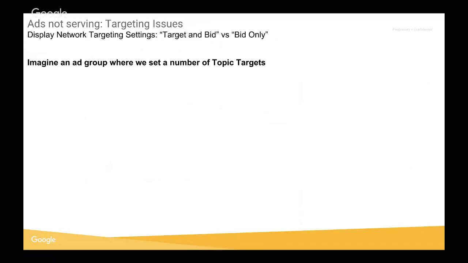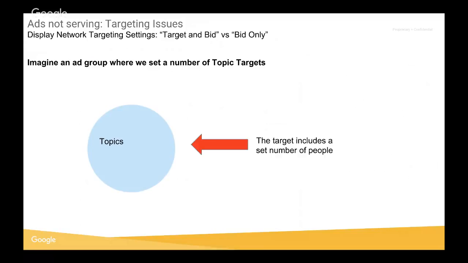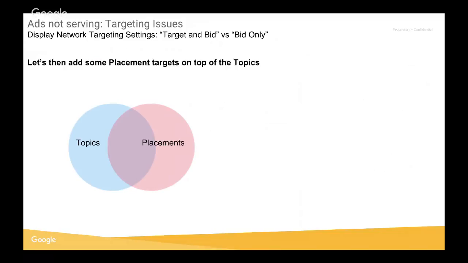I'd just like to explain a bit here what the difference is between target and bid versus bid only. These are the subsettings that you would be seeing in the display network. Imagine an ad group where we set a number of topic targets. So we chose a number of topics that we want to target. We also then added on top of this a placements target. So we chose maybe 20 placements, which are websites, as being the target.